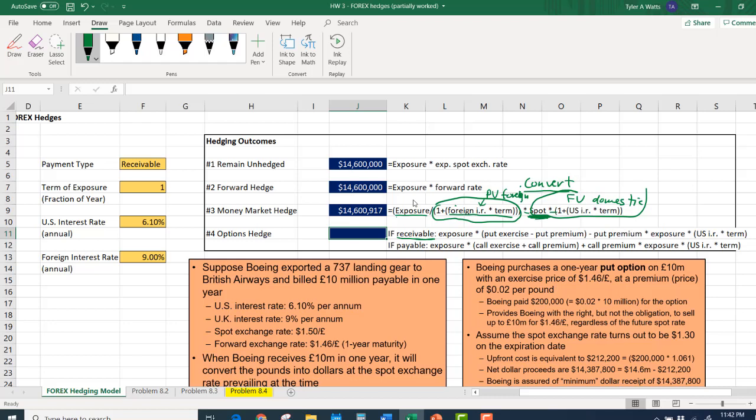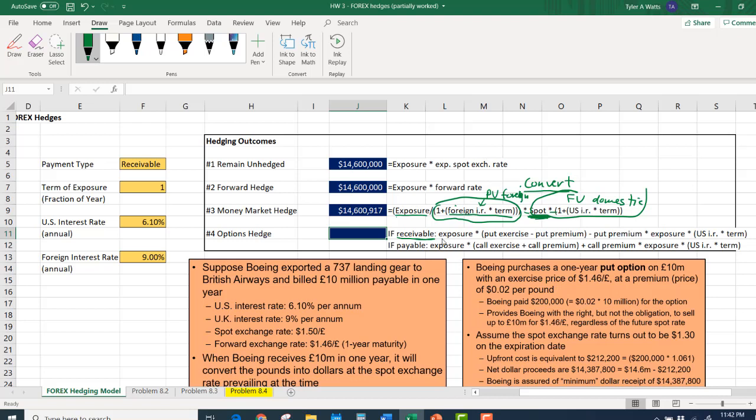Remember, we have a floor and we could sell it at the option exercise price, but we have to work into our analysis the fact that we have to pay a premium for the option up front, and we want to work out the opportunity cost of that, the fact that instead of buying the option we could have invested that at the domestic interest rate.